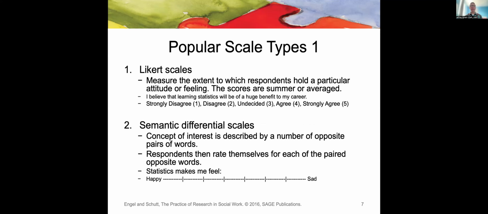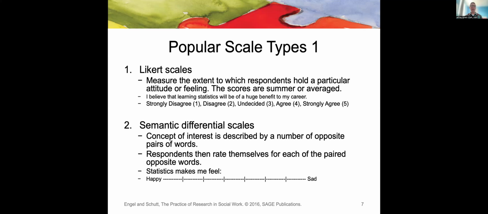Now, we've got a lot of different types of scales. There are different ways of measuring these and coming up with a number. So you've got the Likert scale. This is measuring the extent to which a person holds a particular attitude or feeling. You're probably very familiar with those.